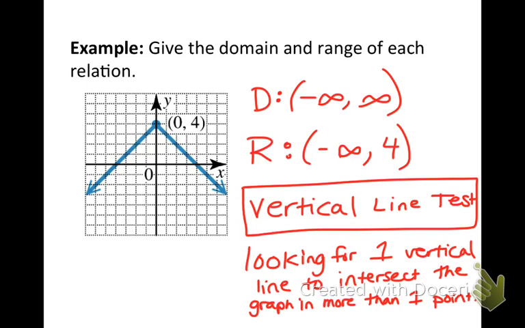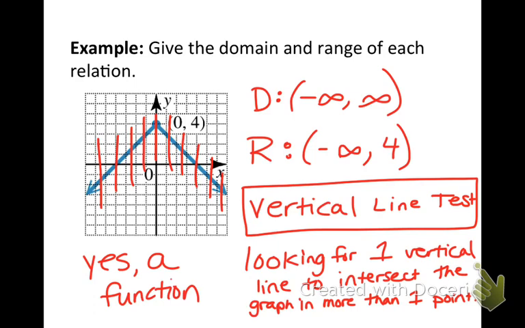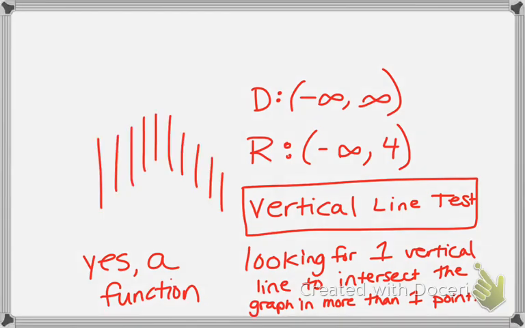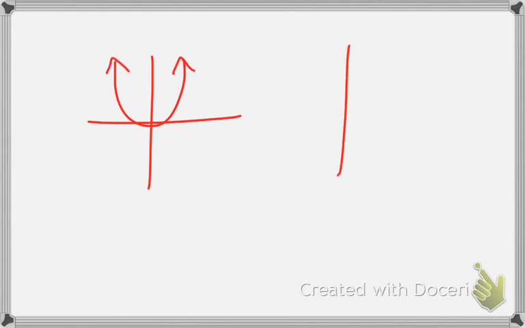So if I draw a whole bunch of vertical lines on this graph, will there ever be a line that intersects it more than once? No. So this is a function. So let's just go through a few examples. You don't have to write these in your notes. If I had a parabola, would that be a function? Would that pass? Yes. If I had this kind of graph, would that pass?